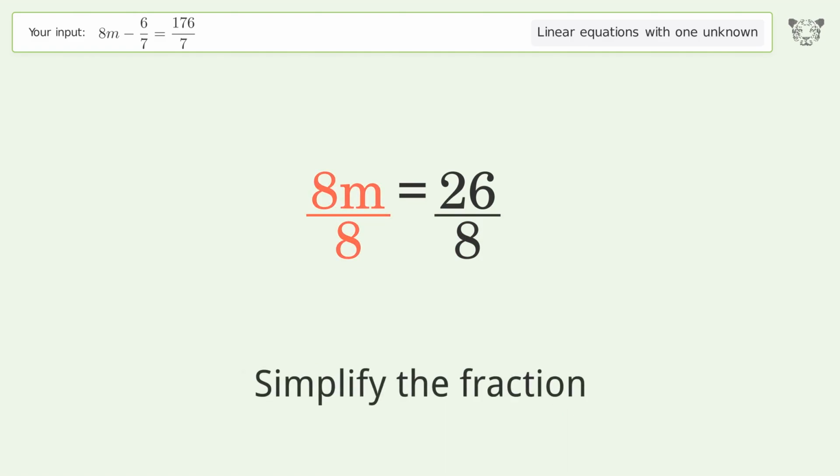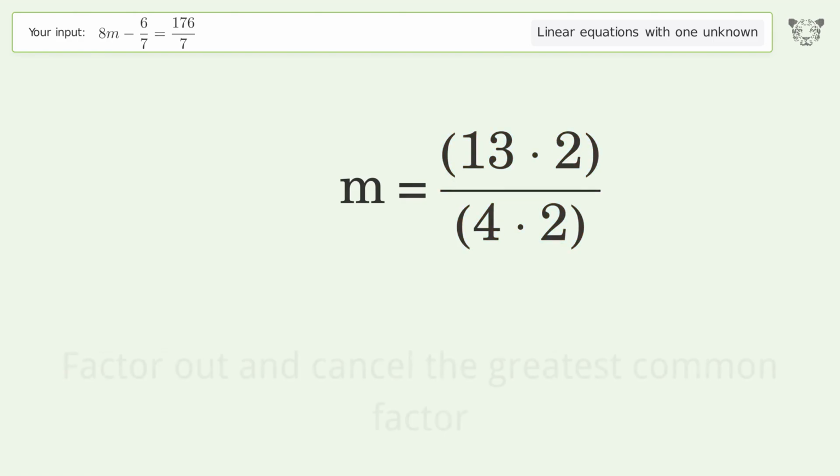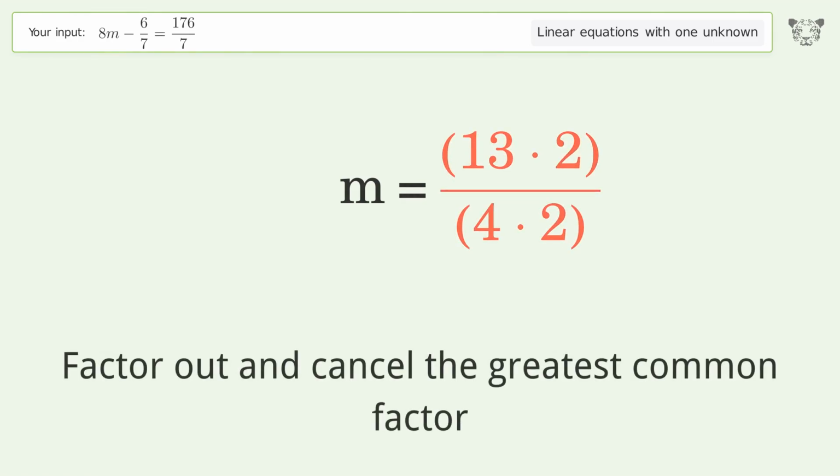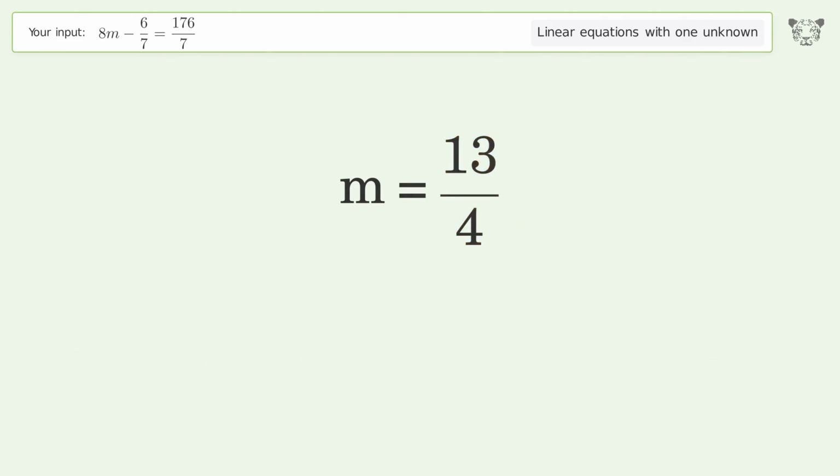Simplify the fraction. Find the greatest common factor of the numerator and denominator. Factor out and cancel the greatest common factor. And so the final result is m equals 13/4.